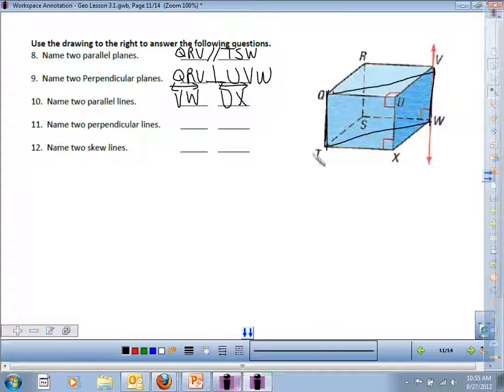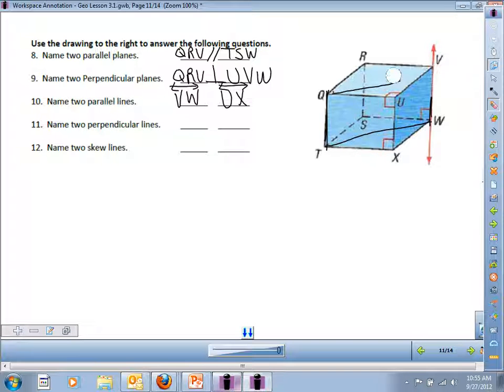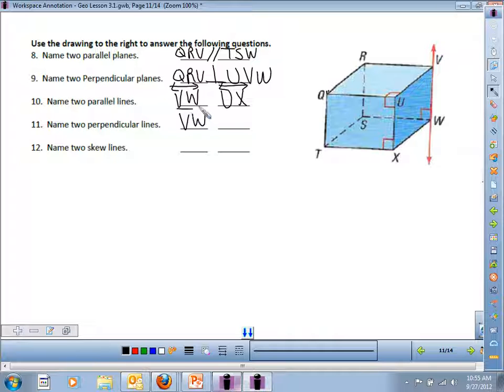All right, so let's name 2 perpendicular lines. I'm going to stick with VW. All right, so let's use that line. Now, perpendicular, we actually have 4 lines that come and hit this line. We have this guy, we have this guy, and we can come off the other way, this guy, and this guy. So we need to name one of those 4 that intersect.